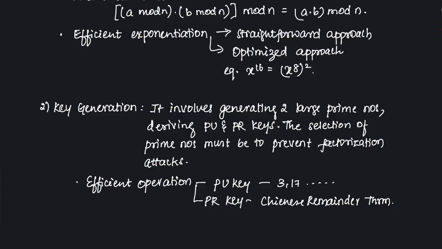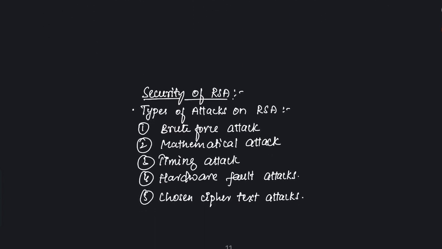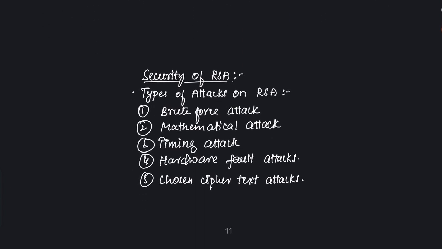So and then we combine the results here. This algorithm or this theorem is not that important from an exam perspective. Next we have the security aspect of the RSA algorithm. In security aspects, first we have the types of attacks. There are 5 different types of attacks mentioned in the textbook. We'll look into them one by one.